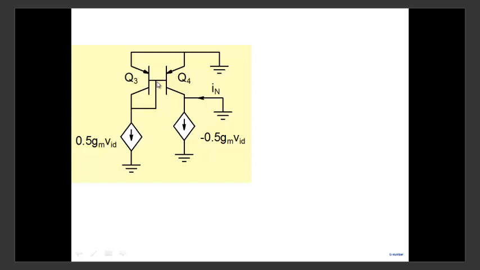And what will it do? Note Q3 and Q4 are matched. So what is this voltage due to? Due to this current. This current is causing this voltage here. Now this voltage will cause the same current to flow through Q4. It's a current mirror also. Alright. So realize this current will set up a voltage here as it flows through Q3. So let's see. IN will be equal to, so the point that I'm making is IN has two contributions. One is this current minus 0.5 GM VID, and there's another minus 0.5 GM VID which is coming over here from this side here, Q4.